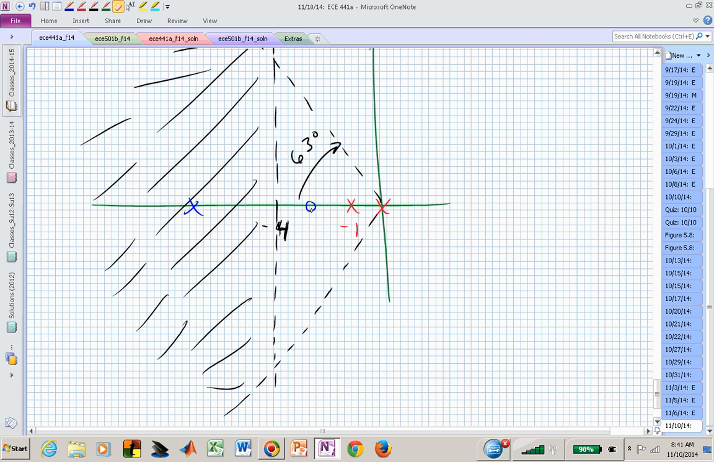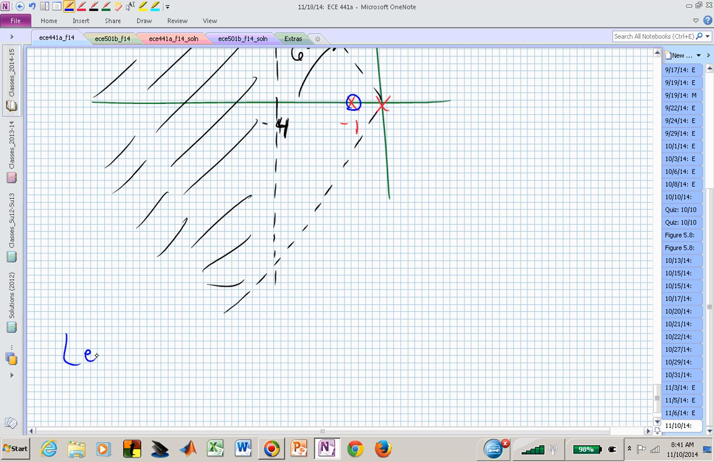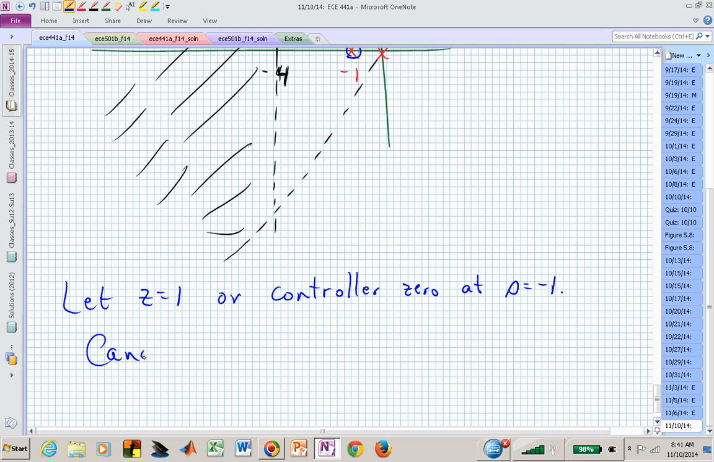Well, let me give you a little tip. And you have to take this tip not to an extreme, but a lot of times it's easier if you actually cancel one of your existing poles or zeros. If we drop that zero down right on top of the pole, and you can only do that if the pole and zero that you're canceling are in the left half plane. Now we need to figure out where the pole is. But let's just say we let z equal 1, or we've now put a controller zero at s equal minus 1. What have we done? We've actually canceled the open loop pole at s equal minus 1.